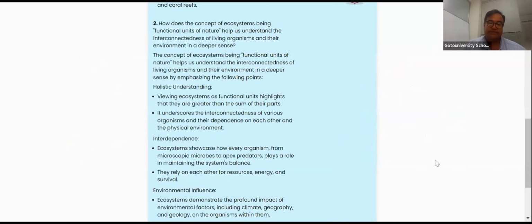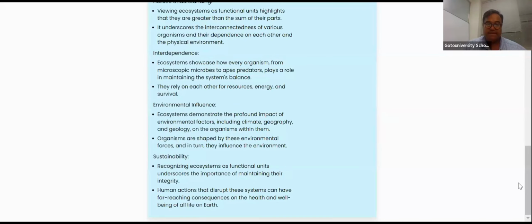Now we are coming to the next major segment. If we're talking about sustainability or environmental influences, human action that disturbs the system can have far-reaching consequences on the health and well-being of all life on Earth, right? So recognizing the ecosystem as a functional unit underscores the importance of maintaining its integrity.